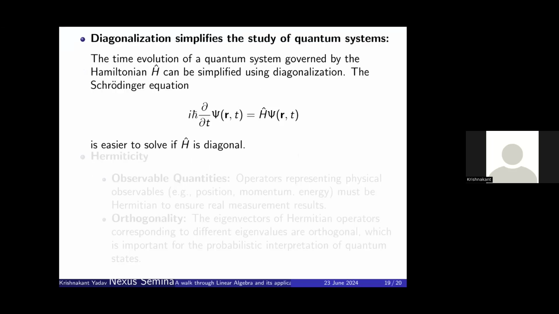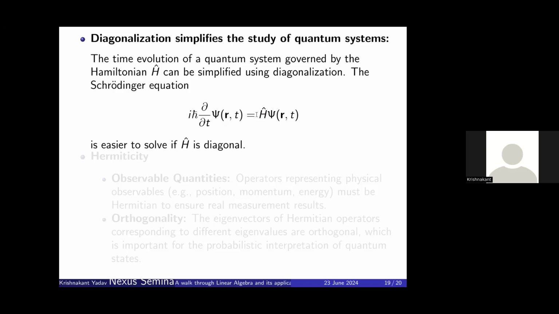So let's move on to the application of diagonalization in quantum mechanics. We can see the Schrodinger equation has H hat in it. This is the Hamiltonian. Diagonalization can help us to understand the time evolution in a simplified way.